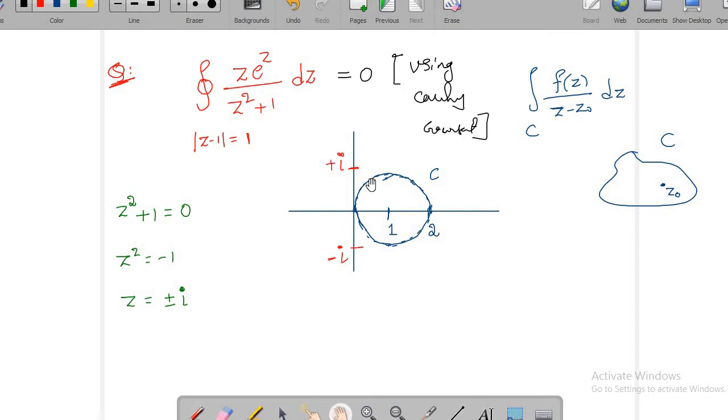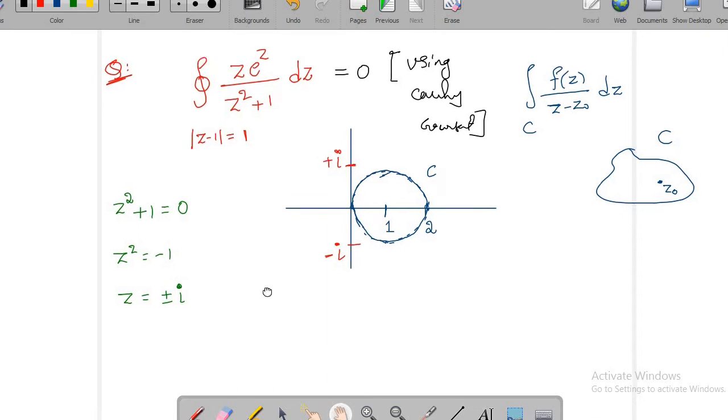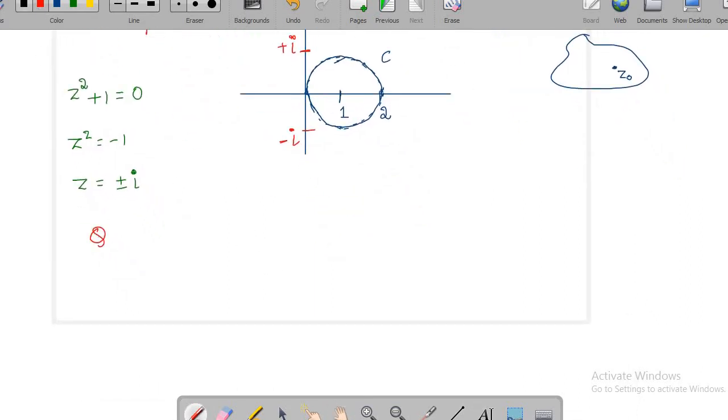Okay. Now let me give you a curve in such a way that at least one of these problematic points will come inside the curve. If the problematic point comes inside the curve, then definitely you can apply the Cauchy integral formula there, knowing that the numerator function is analytic. So let me create one more question. This time the question is the integral along mod z minus i equal to 1 of the same function, z into e power z by z square plus 1 into dz. So what is the value of this integral?